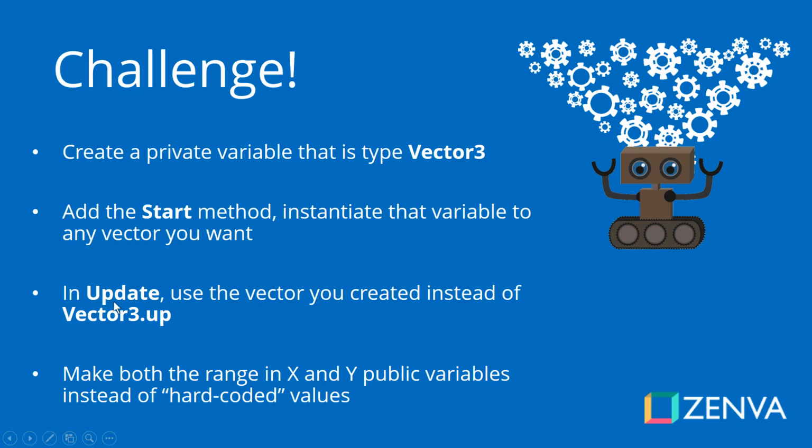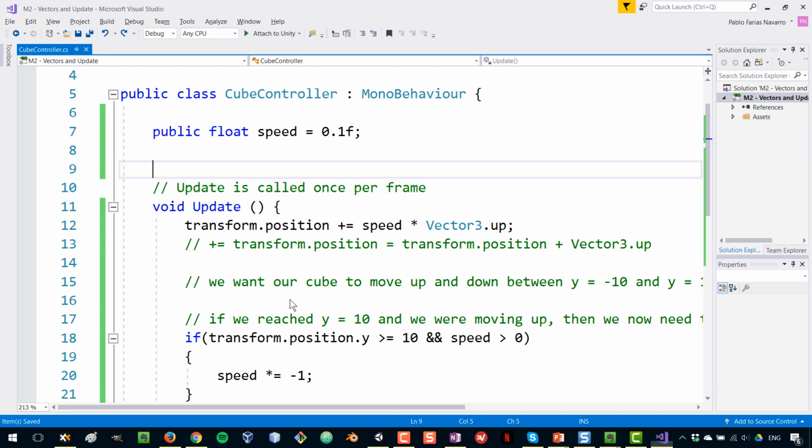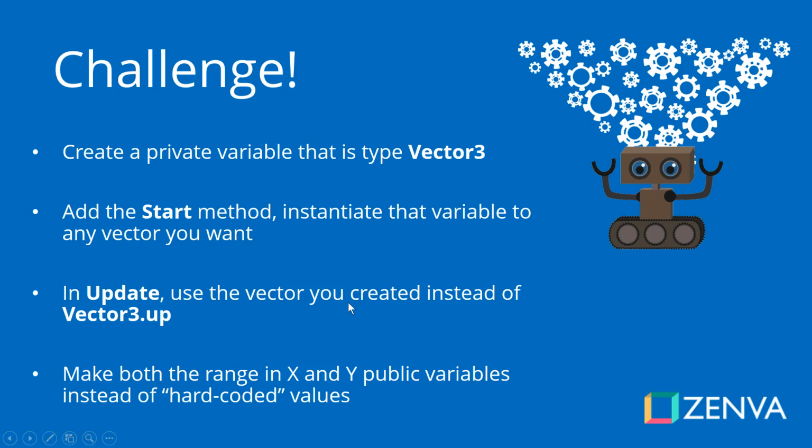Then in Update, you're going to use that vector that you created instead of Vector3. So we're no longer going to have Vector3 here. Instead, you're going to have that vector you created. The last step is not related to the other three steps. It should just say y here, so ignore the x part.